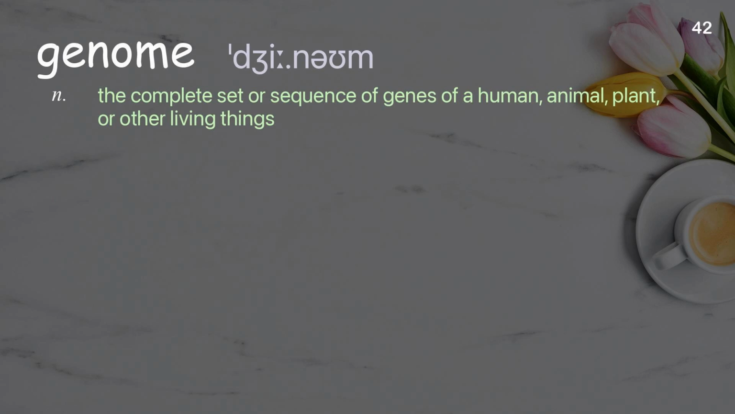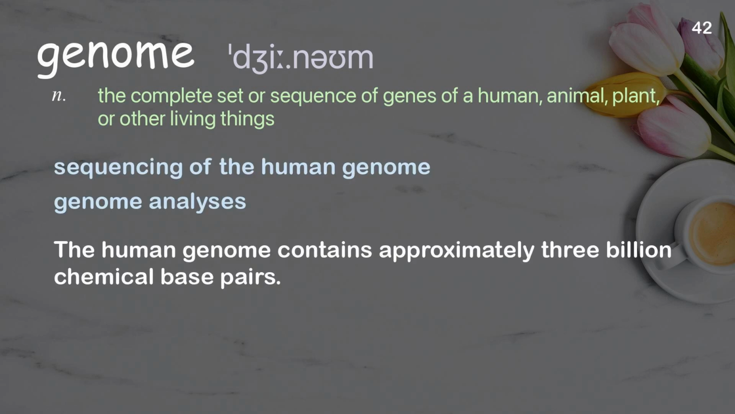Genome. The complete set or sequence of genes of a human, animal, plant, or other living things. Examples: sequencing of the human genome. Genome analyses. The human genome contains approximately 3 billion chemical base pairs.